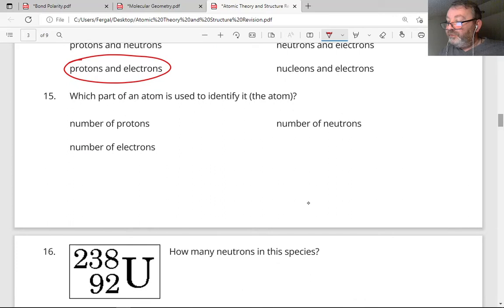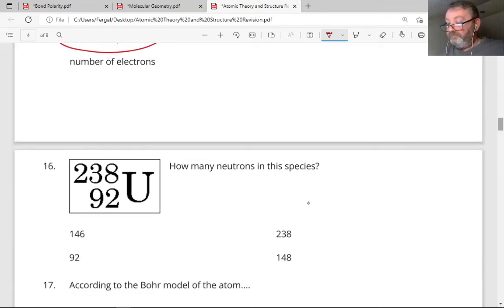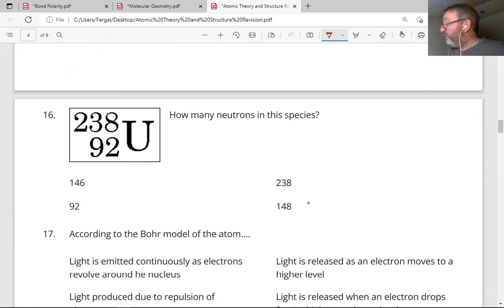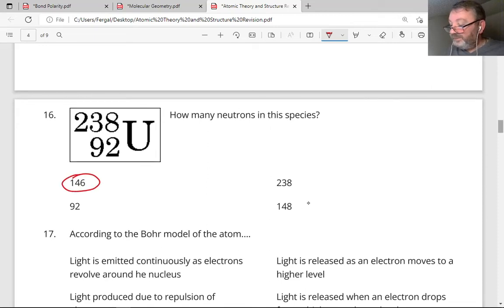Which part of an atom is used to identify it? Well, the number of protons, because the number of protons is your characteristic identification. How many neutrons in this species? Well, it's the difference between 238 and 92. 238 is the combined mass of the nucleus in terms of protons and neutrons. 92 is the protons. So if you take them away from one another, you get 146.